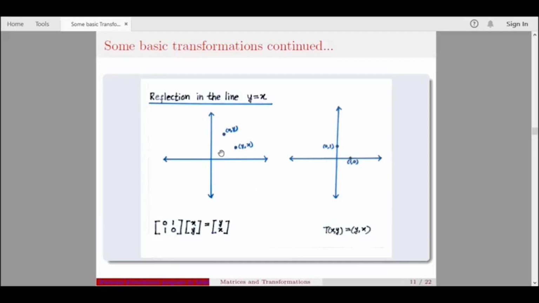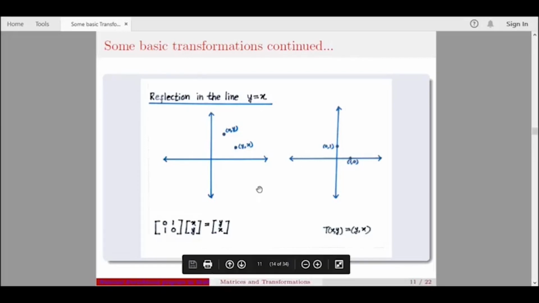Now this is the line y = x. If you reflect the point (x, y) about the line y = x, you will get the point (y, x). That is, the x and y coordinates are interchanged. So the transformation is T(x, y) = (y, x). And what is the matrix corresponding to this transformation?